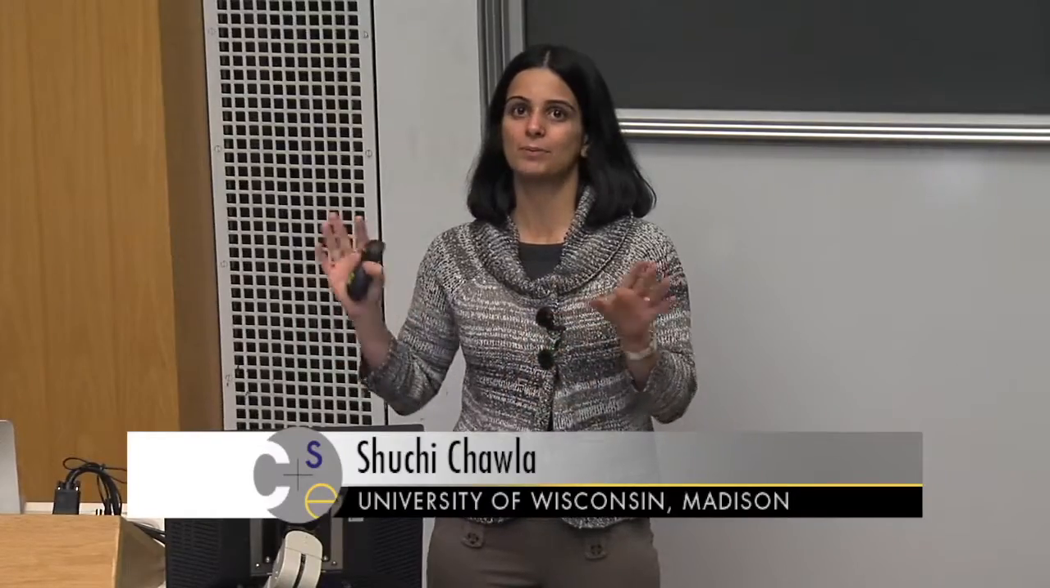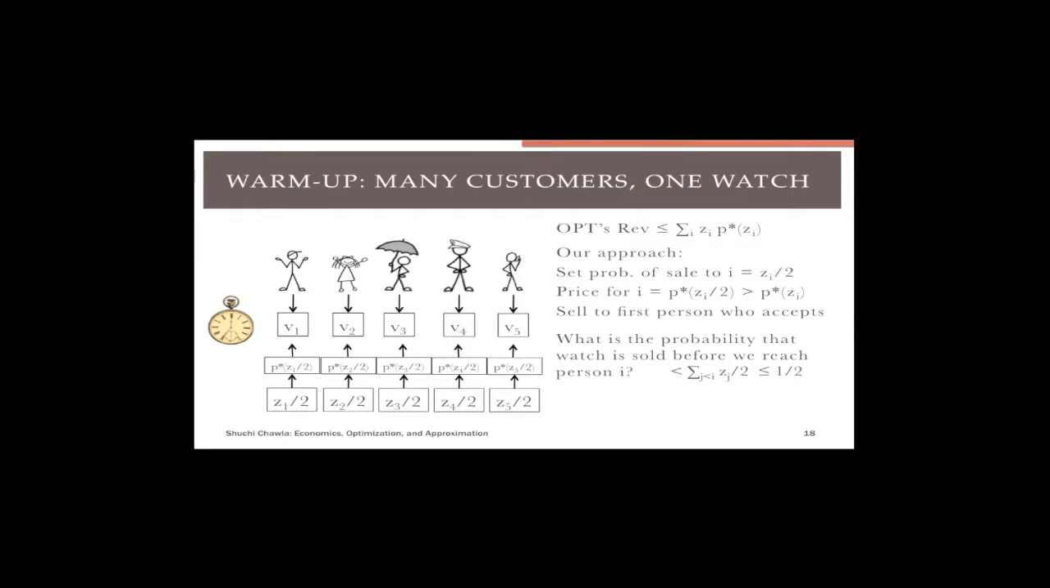Well, let's recall where the zi's came from. Those were just the probabilities with which the mechanism in our thought experiment was selling the watches. The optimal mechanism when we did the thought experiment was selling watches to these guys with the probabilities given by the zi's. So in particular, the sum of these zi's is just one. The watch goes to one person. They can't all get it at once. So when we divide these probabilities by 2, the most they can sum up to is 1/2.